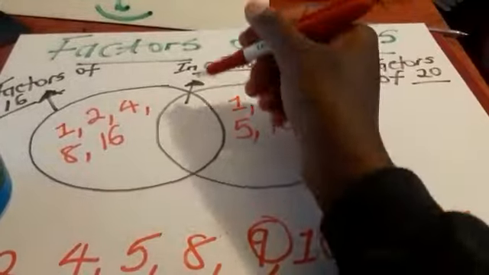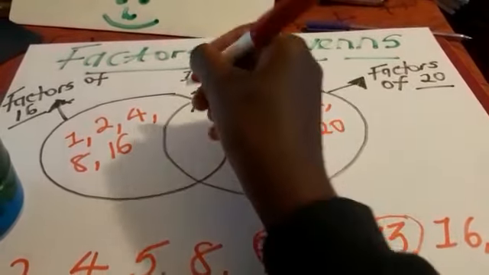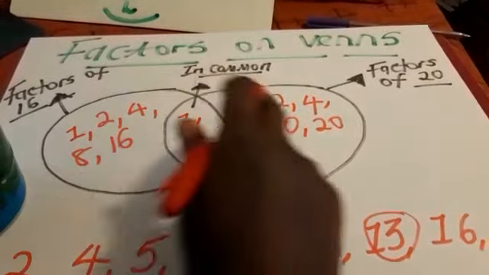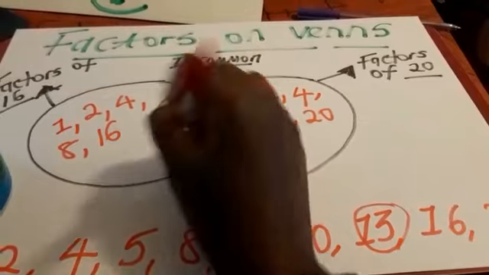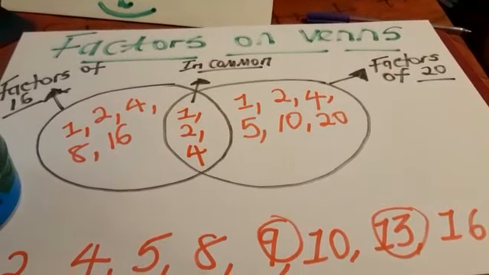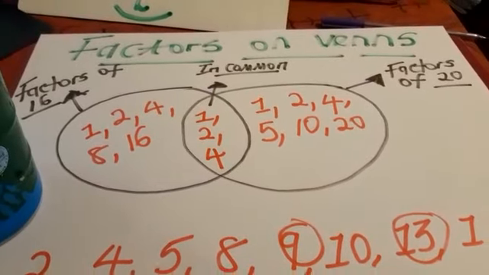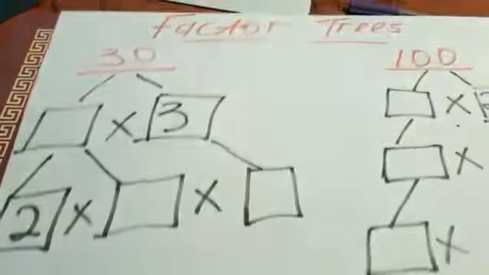Now, let's look at what numbers they have in common, which is where we are going to put in this section. They both have the number 1. They both have the number 2. They both have number 4. And they both have number... Oh, I wanted to see if you were paying attention. Well done. And so that's factors on a Venn diagram. Let me move our tuner and bring in our last sheet.